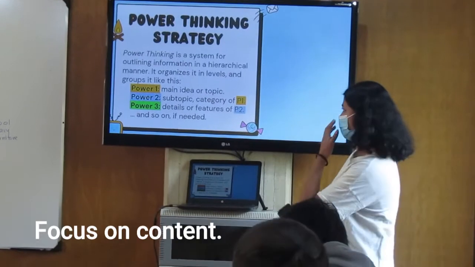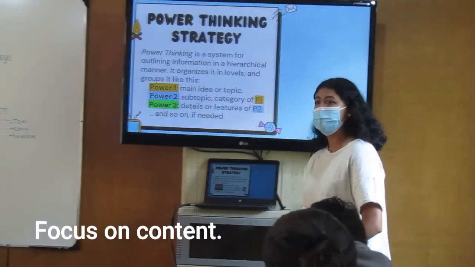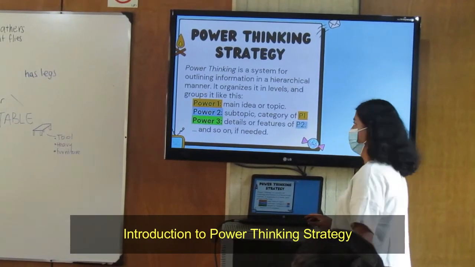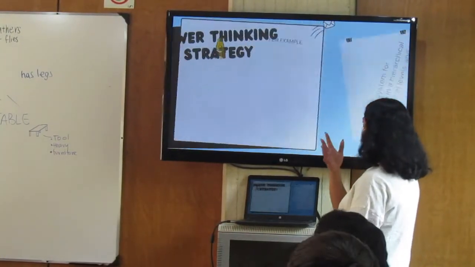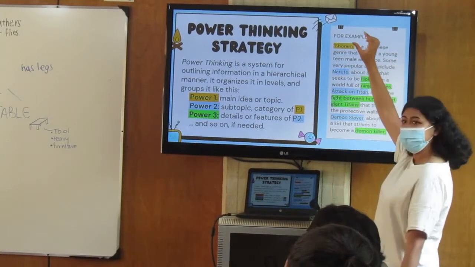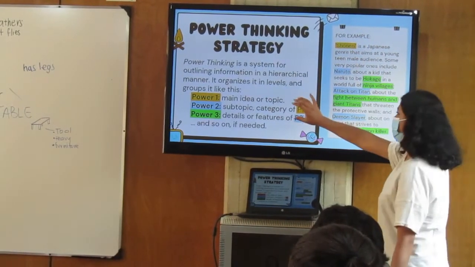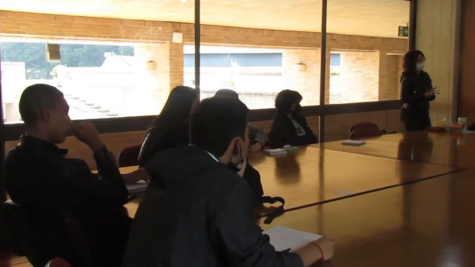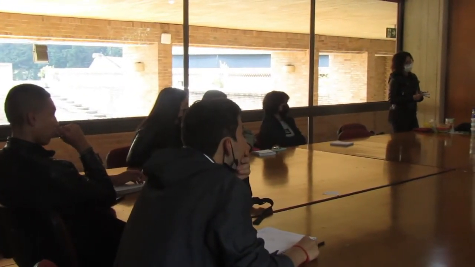This is the power thinking strategy we're going to be using later on. It's a very useful system to highlight information. Basically, with one color, you highlight the main topic. With another color, you highlight the types of the topic, and with a different color, the characteristics of each.